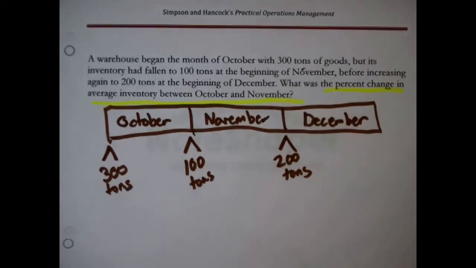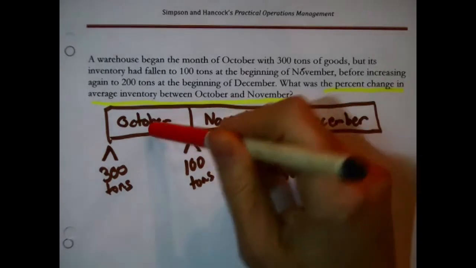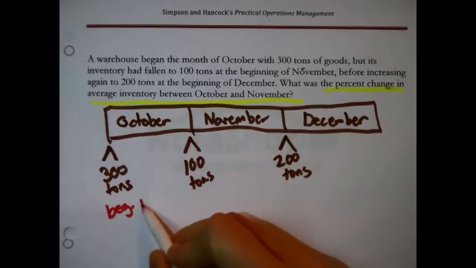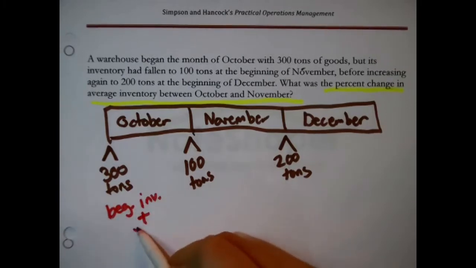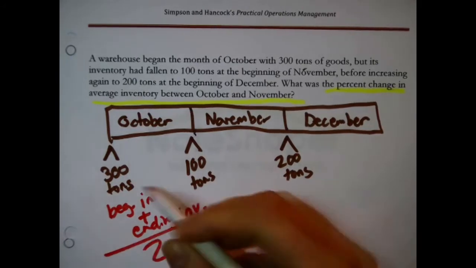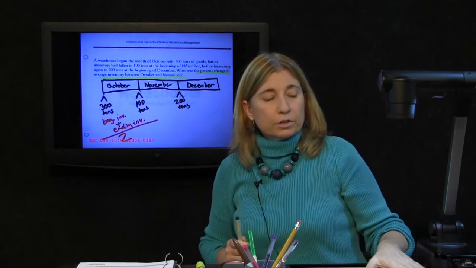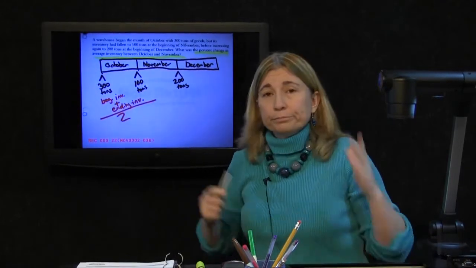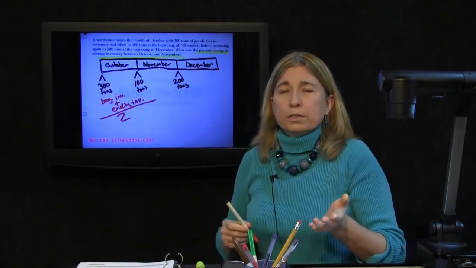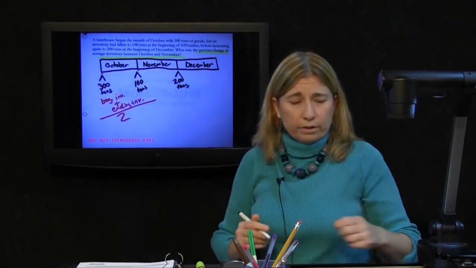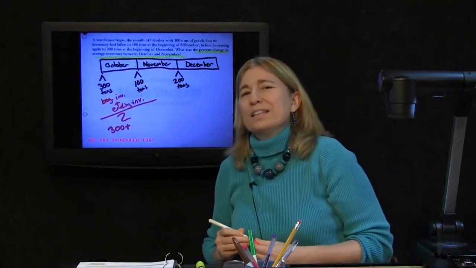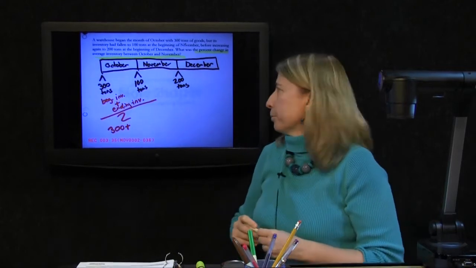And then I'm saying, oh, we've got to calculate average inventory for October and average inventory for November. And average inventory is beginning inventory plus ending inventory divided by 2. You know, you've got to average the two. Okay, so for instance, for October, what is the beginning inventory for October? Oh, well, that's easy. The problem said that they began the month of October with 300 tons. So that would be 300. But what is the ending inventory for October?